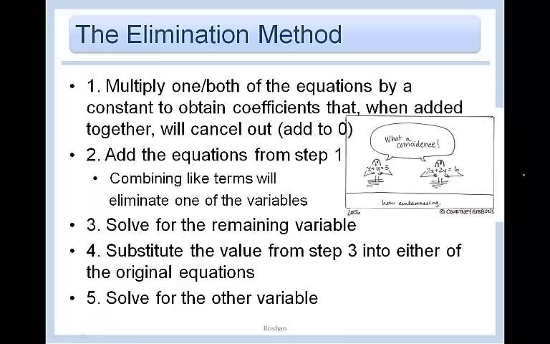So the elimination method, in summary, is saying multiply one or both. You might have to multiply both. In that other one, we just had to multiply one of the equations by a constant to obtain coefficients that, when added together, will cancel out or add to 0. Add the equations from step 1. Combine like terms. We'll eliminate one of the variables. In that last equation, we just eliminated our x's by doing that.